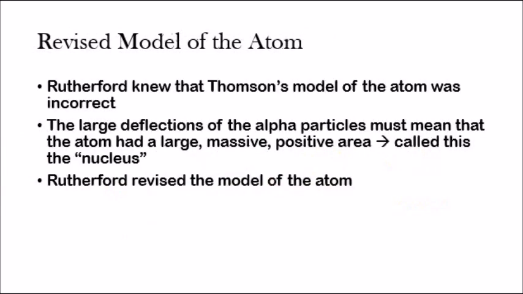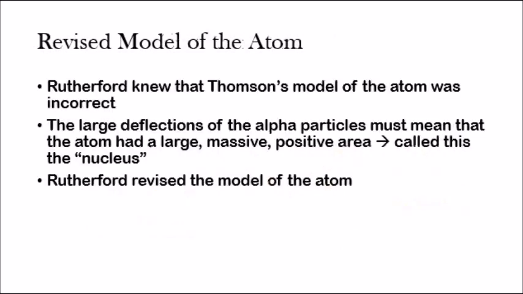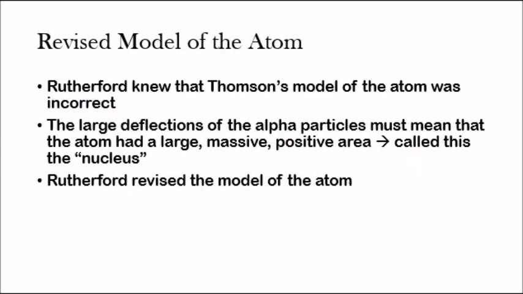So he revised the model of the atom. He said that the large deflections of the positive alpha particles, basically these things shooting off like this, must mean that the atom had a large positive area. This diffuse positive charge idea is wrong. There has to be a large positive area, because that would explain how the alpha particles are shooting back: these alpha particles must be colliding with the large positive area. So he called this the nucleus.